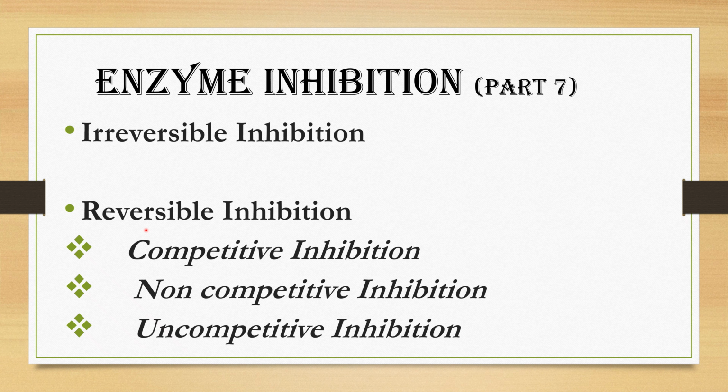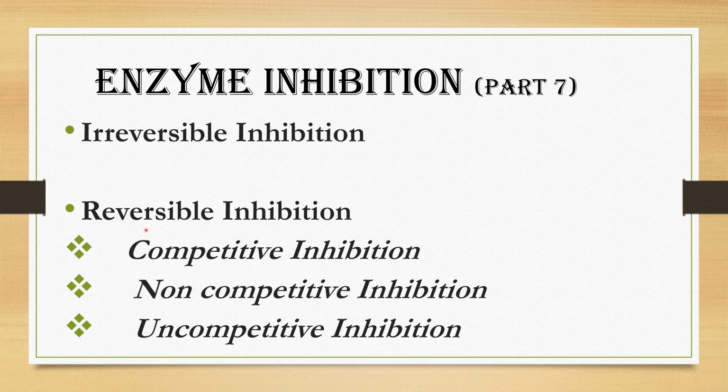A classical example of competitive inhibition is methanol poisoning. The methanol is being converted to formaldehyde by the enzyme alcohol dehydrogenase present in our body. Now the formaldehyde is highly toxic to the body. So what is the doctor doing?